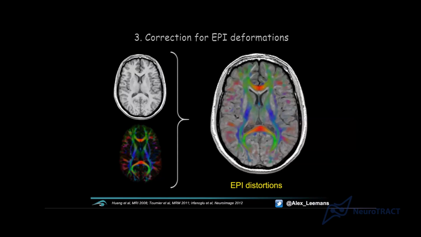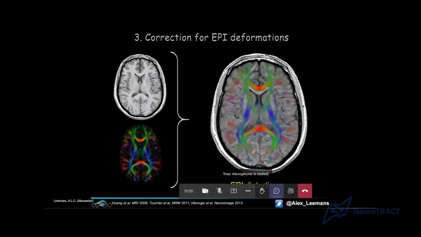So indeed, if you're doing this correction, you need to also correct the corresponding gradient orientations as if they were acquired along a different orientation because of the rotation. All right, the thumbs up gives the confirmation that it's clear, so I'm going to move on.